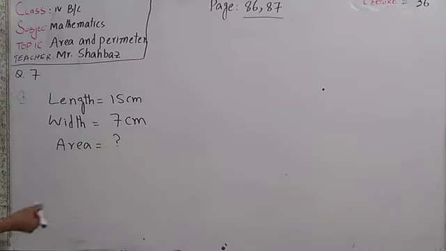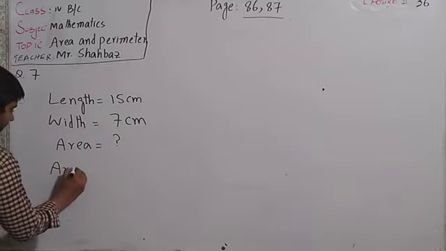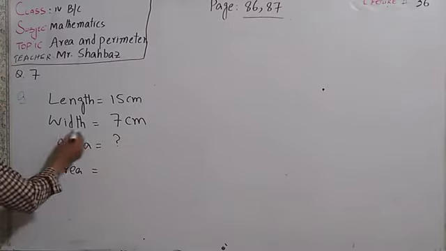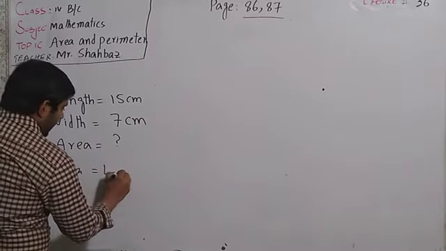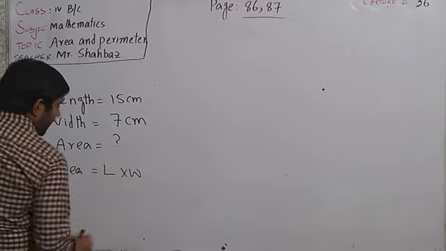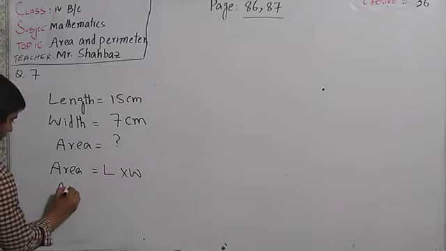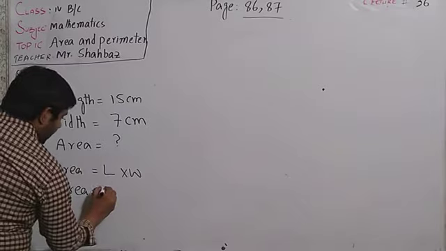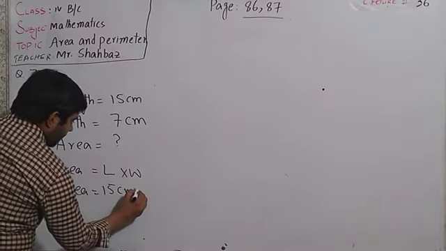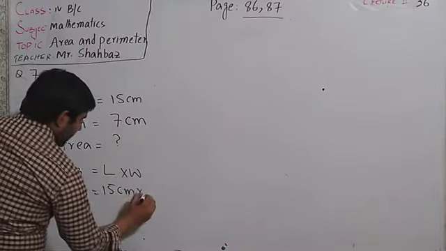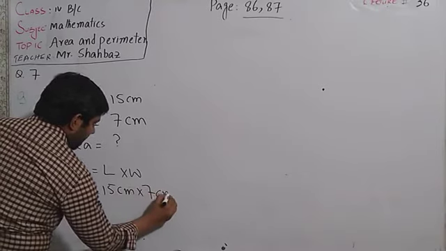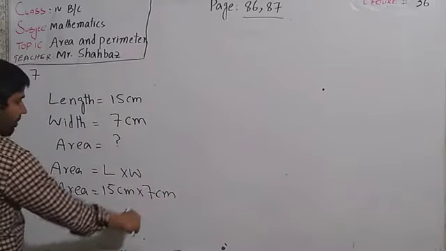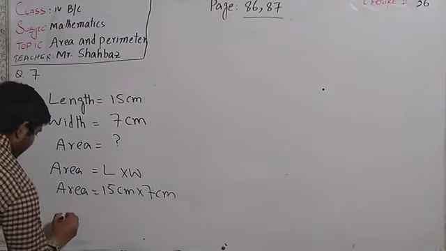As you know that the formula of area is equal to length multiply breadth or width, same. Length multiply by width. So area is equal to, what is the length? 15 centimeters. Multiply what is the width? This is 7 centimeter. So you have to multiply 15 by 7. What will be the answer?